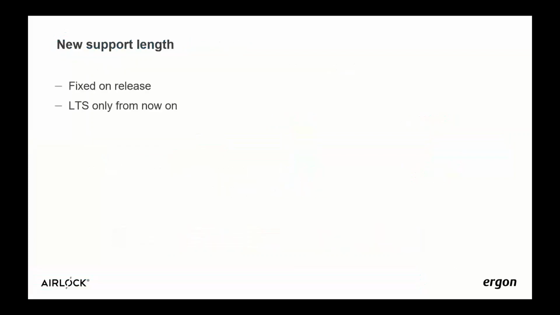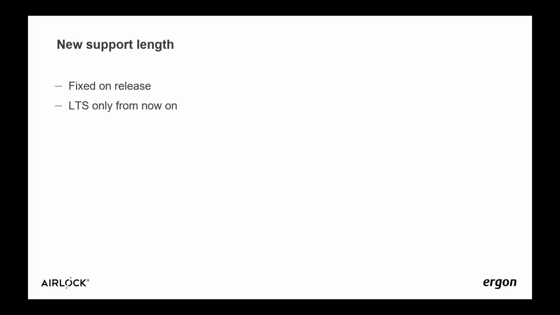So what this means is we changed the support length from the old model to fixed on release. Every time we release an IAM now, you will already know how long it will be supported. Up to now, it was like on the release of the next LTS version, and from then on, I think it was 12 months or something. But we changed this. So on the release, you will know this version will be supported for that long. So on the release of 7.6, you will know it will be supported until, let's say, the end of 2023.